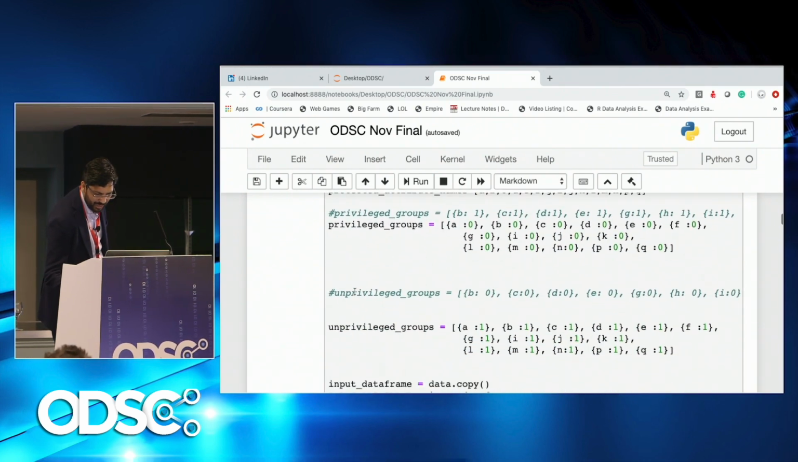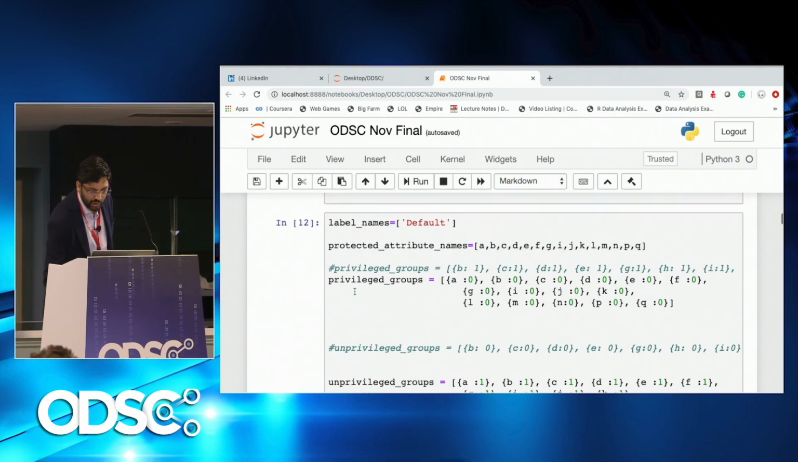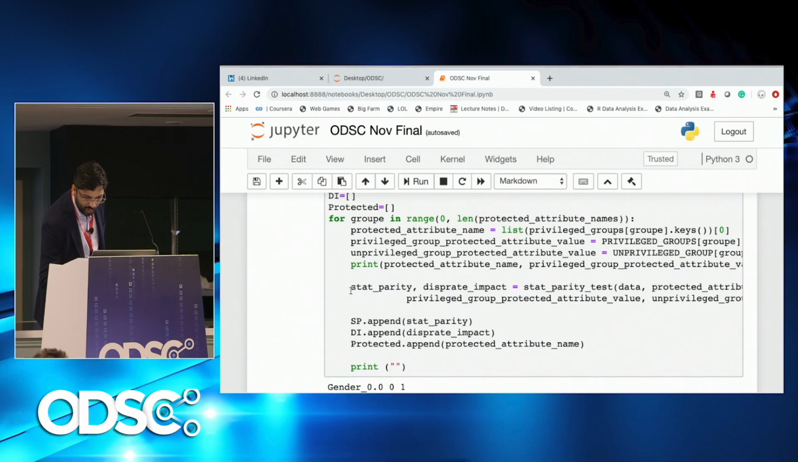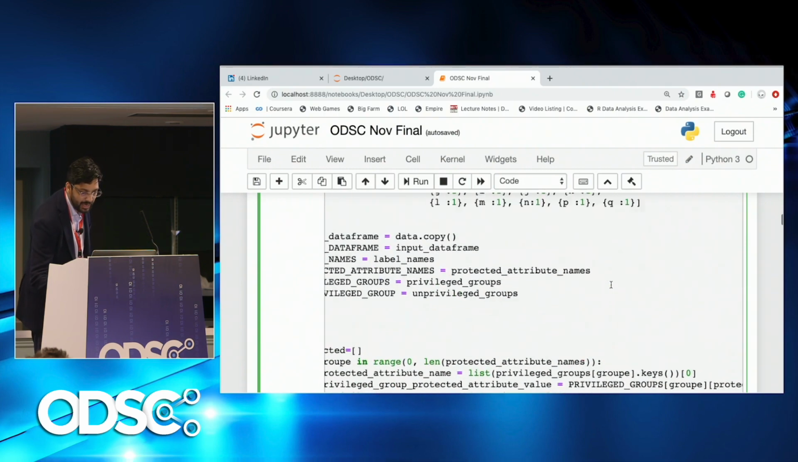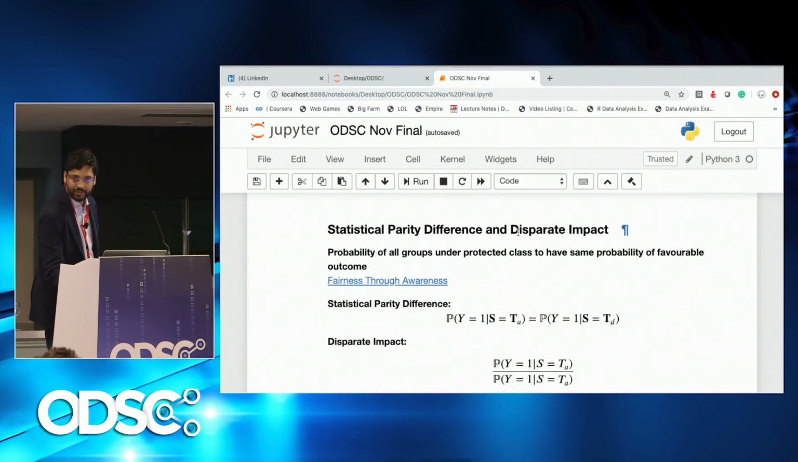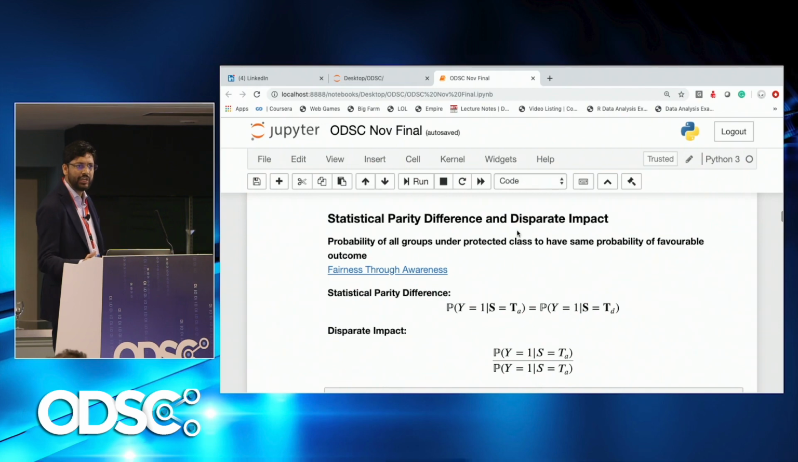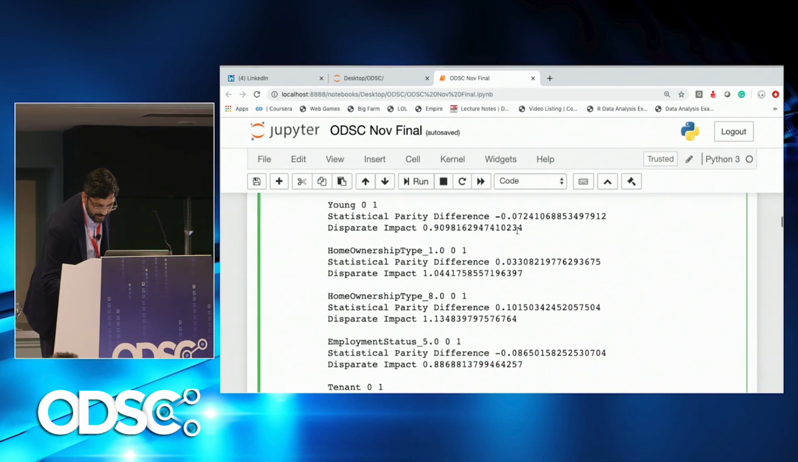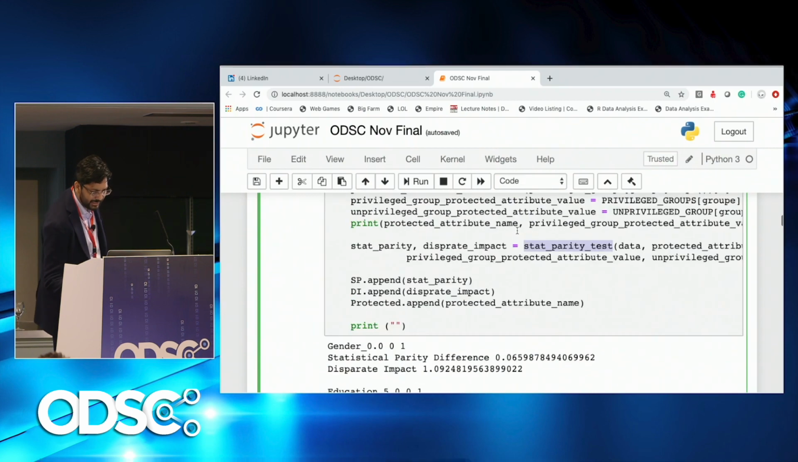And so I've just made a dictionary which talks about all this data. Then I've called a function called statistical parity test, which I have written myself, which is based on this logic: the probability of a favorable outcome for the advantageous group versus the disadvantageous group should be the same, and for disparate impact, both should be equal. So this is a ratio and this is just a subtraction. If you see this, these are the numbers.